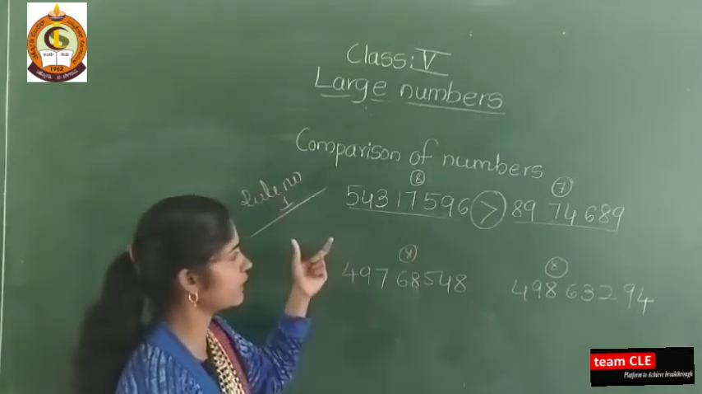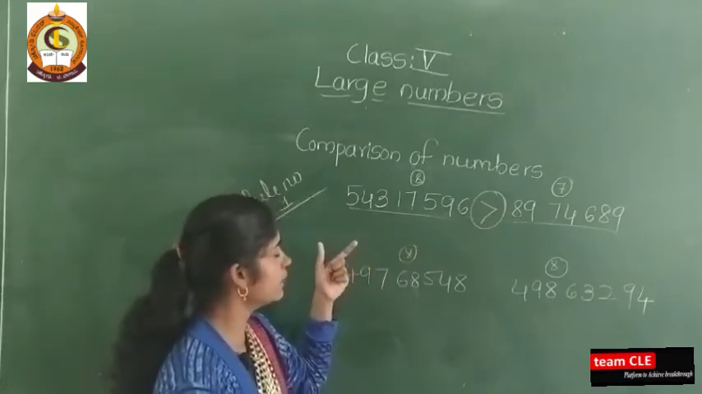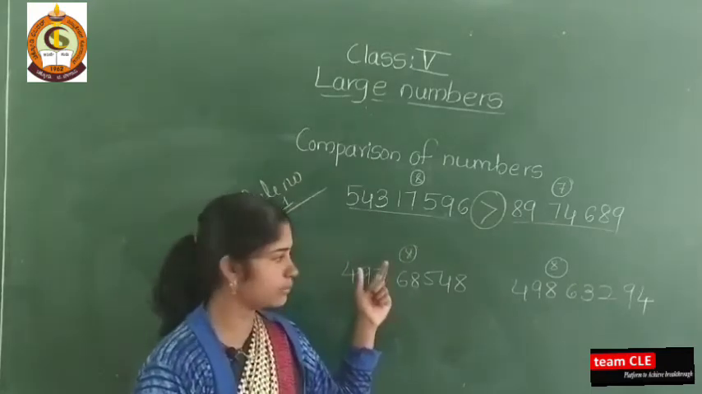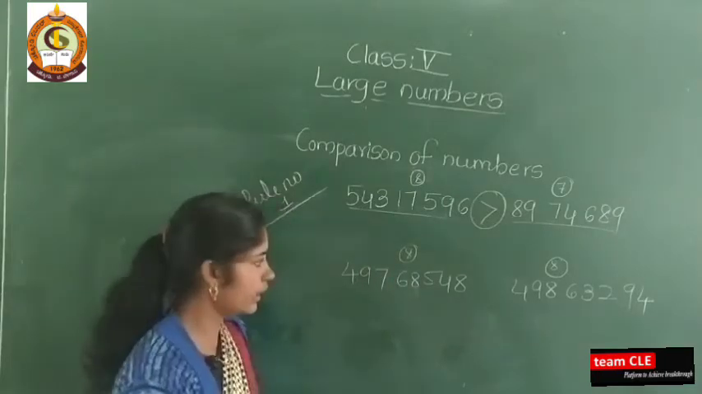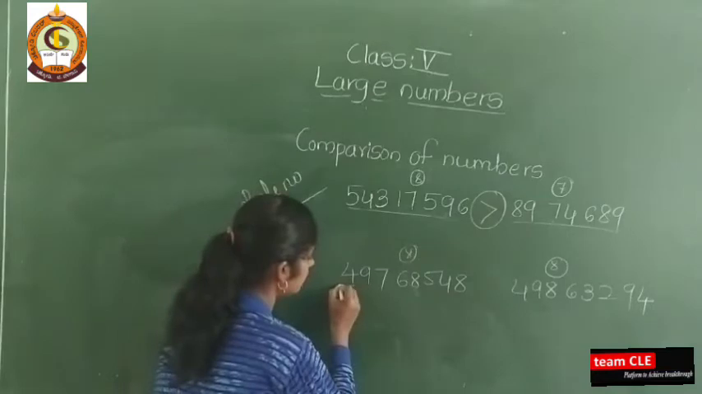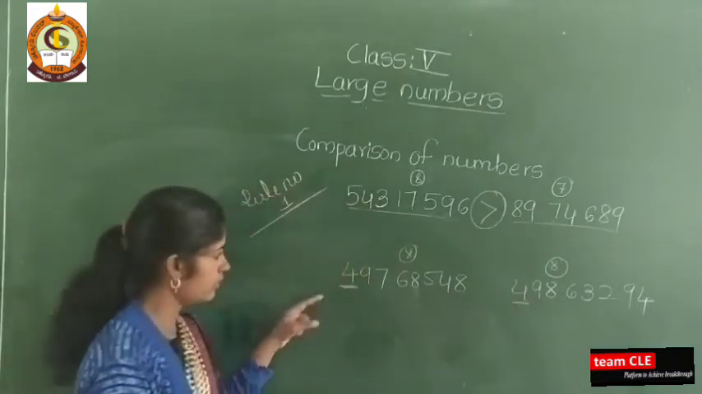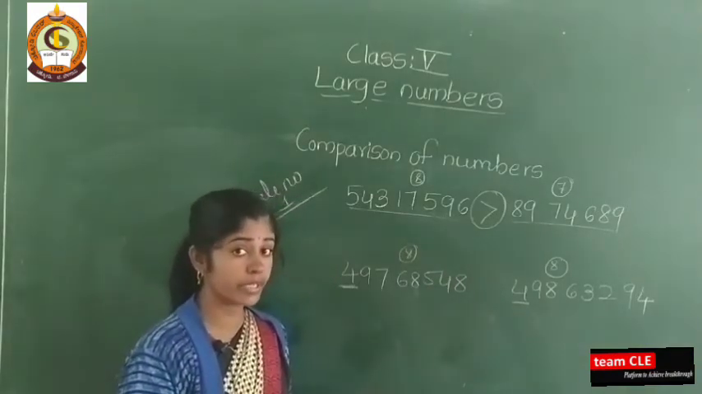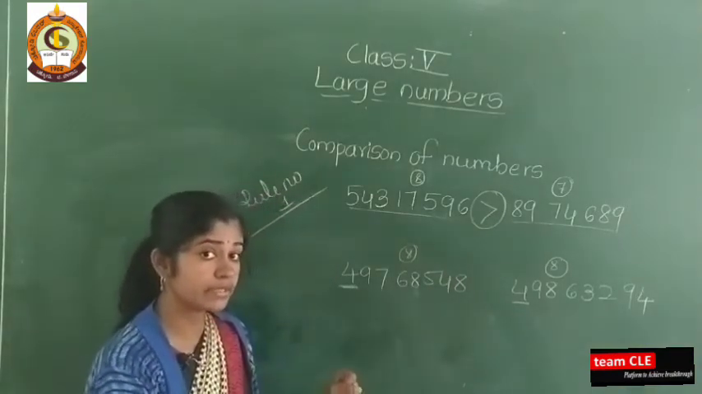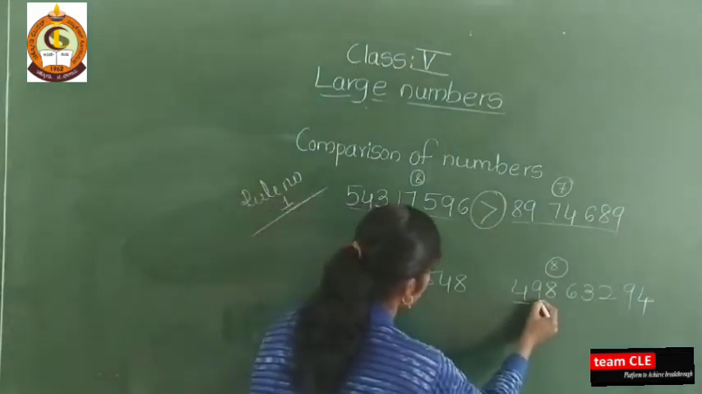Already you know, if one has 8 digits and one has 7 digits, the number which has more digits is the greatest number. But here both have the same number of digits. Then what to do? Here you have to see the first digit. See here 4 is there, here also 4, and here also 4. Then what to do next? You need to check the next digit. So what is there here? Here 9, and here also 9.